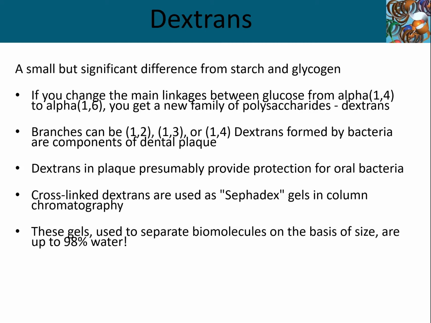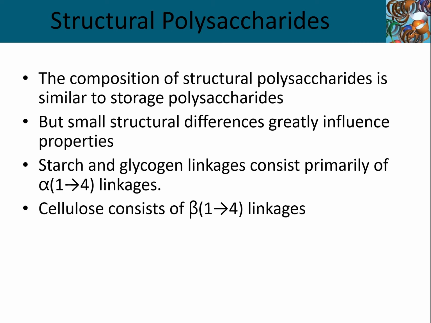And you can have branching, 1,2 branches, 1,3 branches, 1,4 branches, and these are really commonly formed by bacteria and are a major component of our dental plaques. We don't make a lot of dextrans, but other lower level organisms do. They're also super useful in certain techniques in biochemistry, which help us do column chromatography. One of the media we use called Sephadex is a dextran-based component. So that's just a little bit of trivia.